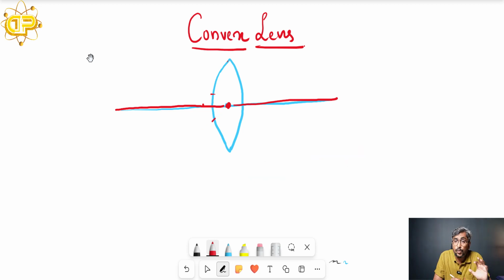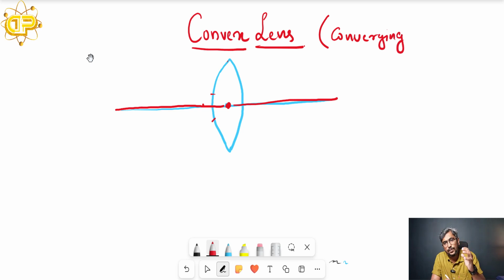Imagine that there is a convex lens in your hand. We have also seen that this convex lens is also known as a converging lens. Why? Because the light rays falling on this convex lens will converge and pass through a particular point, same as in the mirror case. Those who haven't gone through the mirror videos, kindly go through them. I will pin them so you can go through them and come back. Then it will be very easy for you to understand the concept here also.